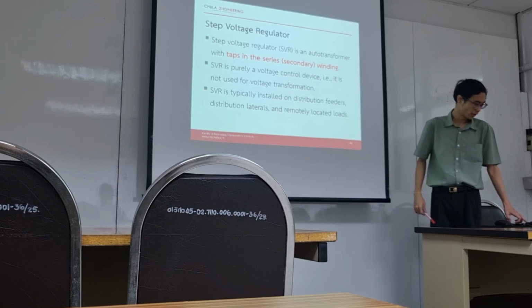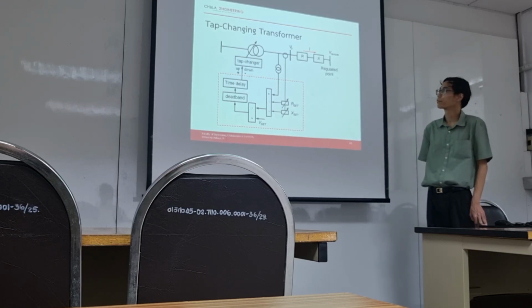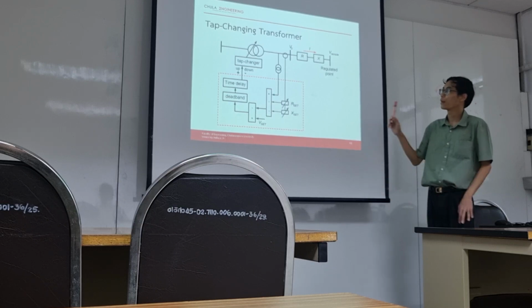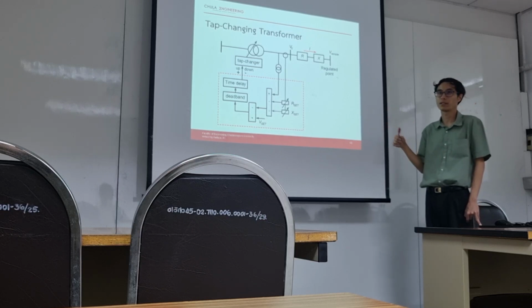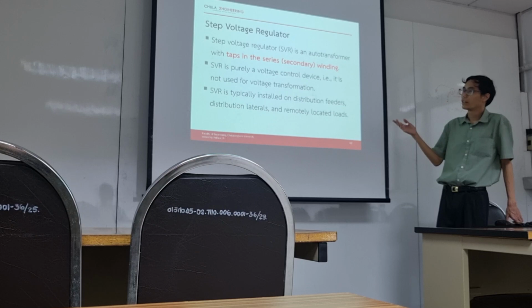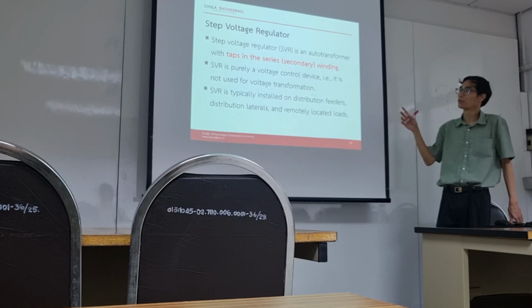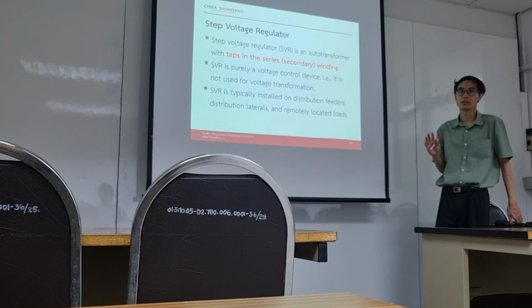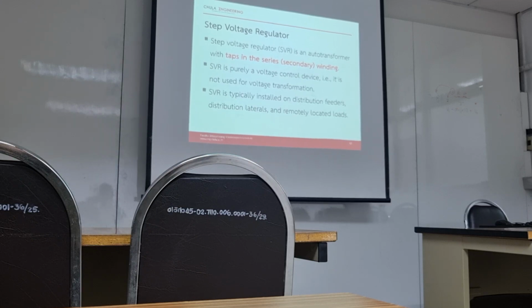Then, okay, this is the tap changing transformer. Any questions? The tap changing transformer is a transformer where we can change the tap position, we can change the number of turns. Okay. Then this is the voltage regulator. The difference between a transformer and a voltage regulator is that a transformer will change the voltage level, but the voltage regulator does not change the voltage level.